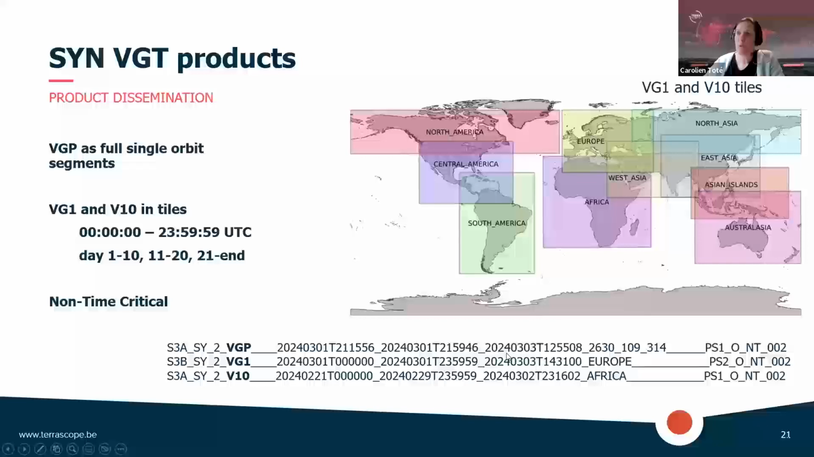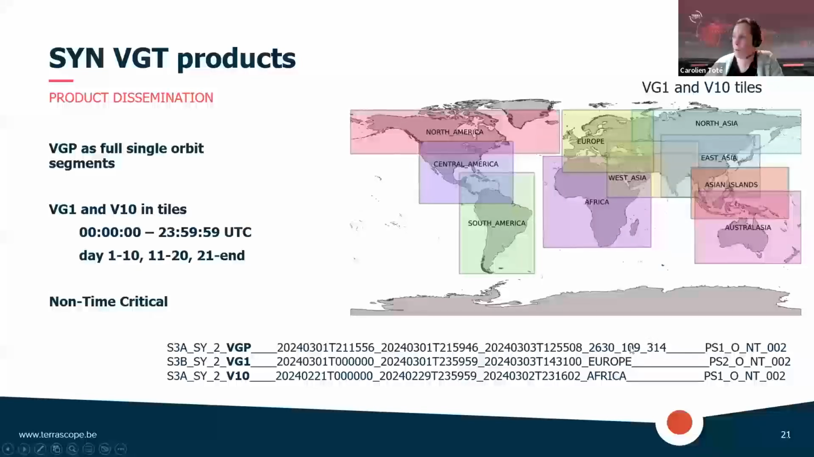These SYN VGT products are disseminated as such for VGP. These are full single orbit segments, so pole-to-pole segments. You see here an example of one of these files. In these file names, you have the start of acquisition and end of acquisition, which are the first 2 timestamps. The third timestamp is the timestamp of the processing. This is the duration of the segment. It's almost, I think, 44 minutes, something like that, from North Pole to South Pole, and some indication on the orbits.